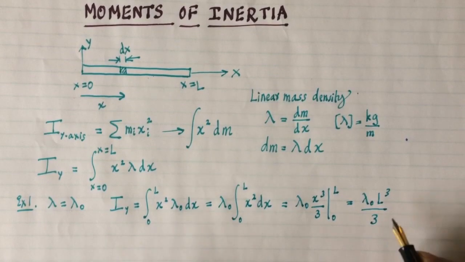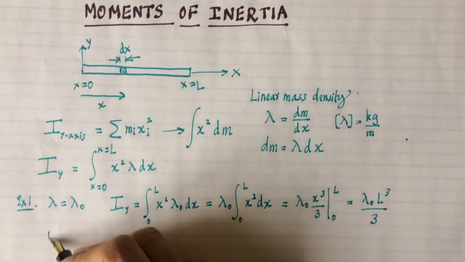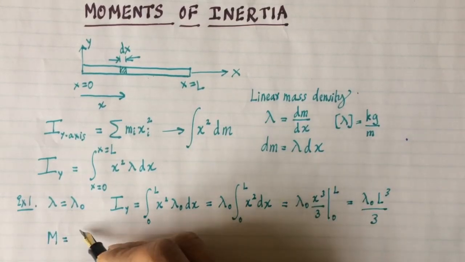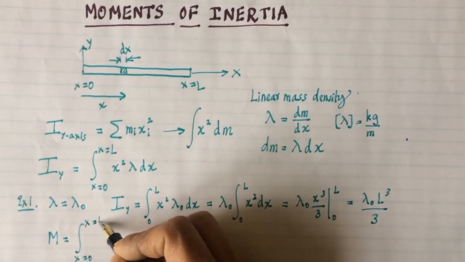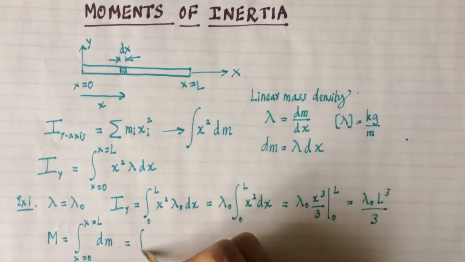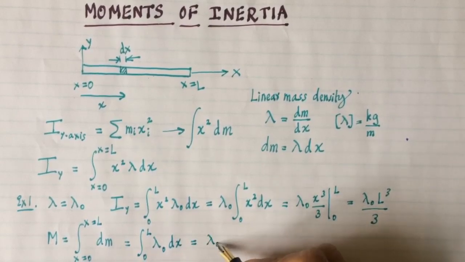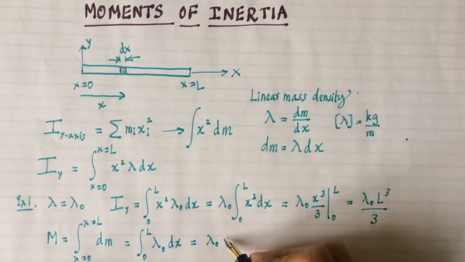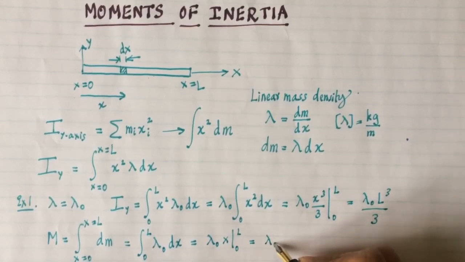Now it's usually a good idea to compare this or write it in terms of the total mass. So let's also try to find the total mass of the rod. That's going to be the integral from x equals 0 to x equals L of simply dm. So that's going to be integral 0 to L lambda naught dx. Take the lambda naught outside. The integral of dx is just x. So that's just lambda naught times L.